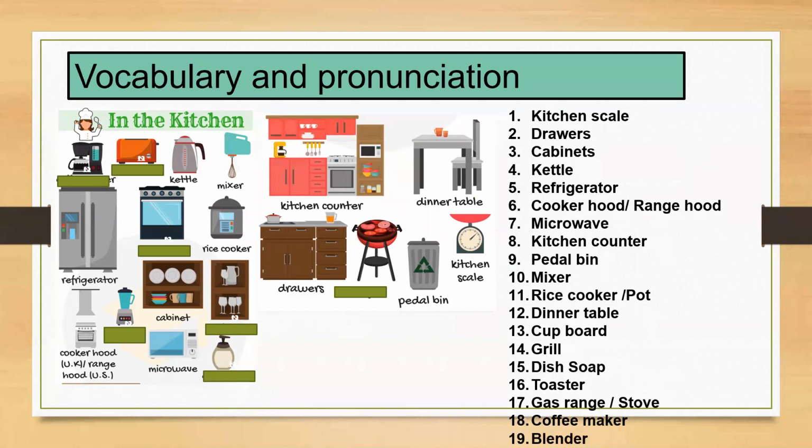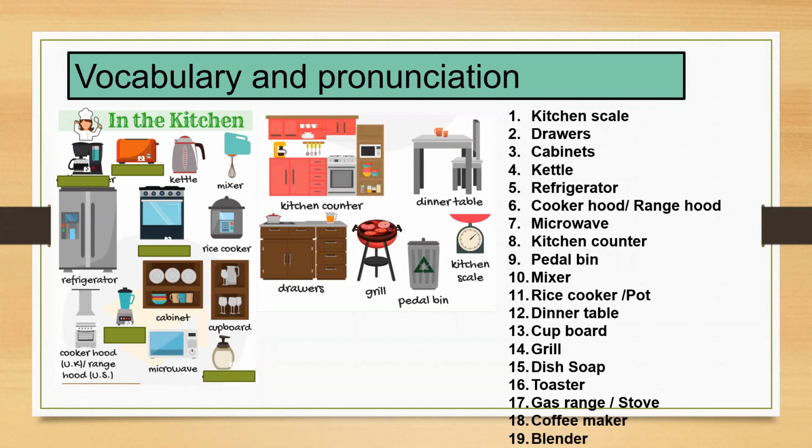What's the meaning of cupboard? Donde se ponen las copas o los vasos. Very good. So where is it? It is there, the cupboard. Okay. And grill. What's the meaning of grill? Asador. Very good. That's the grill.